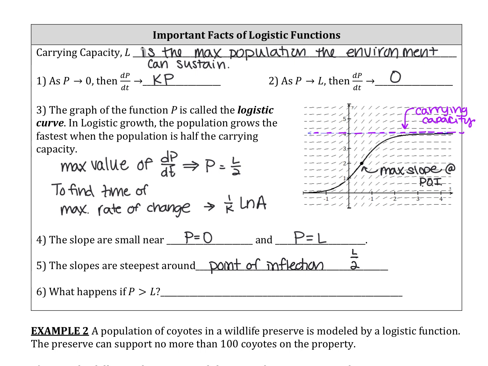Let's think about what happens if P is greater than the L value. If our population is greater than the L value, then our slopes would be negative, because if our population is greater than the carrying capacity, our population needs to go towards that carrying capacity. So our slopes will be negative, and this would be when the population is decreasing.